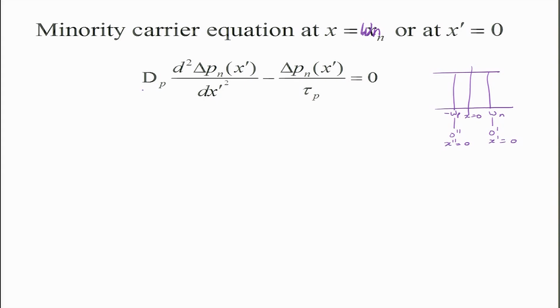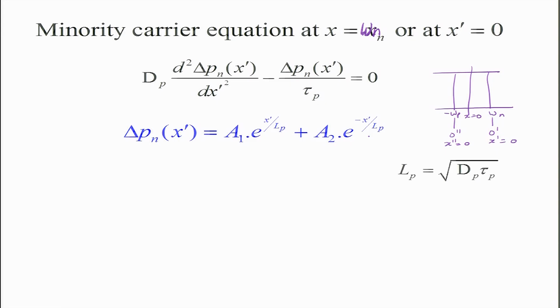So when we do that, we redefine our minority carrier equation, which is Dp into d2 delta Pn of x prime by dx prime square, minus delta Pn at x prime divided by tau p, equal to 0. This is a second order differential equation. The solution of this is delta Pn of x prime equal to a1 exponential of x prime divided by Lp plus a2 into exponential of minus x prime divided by Lp. This is a standard solution for a second order differential equation.